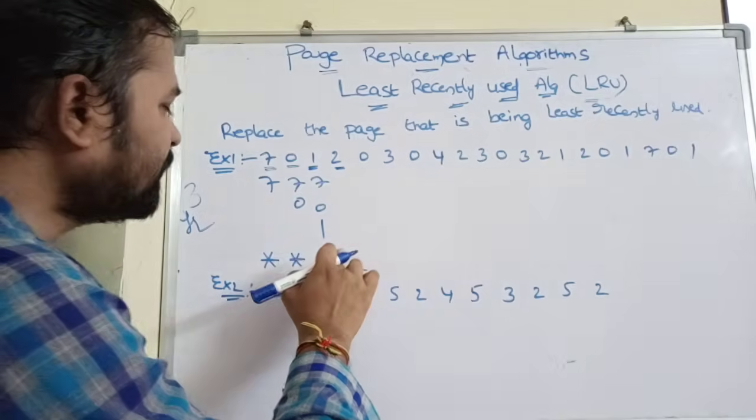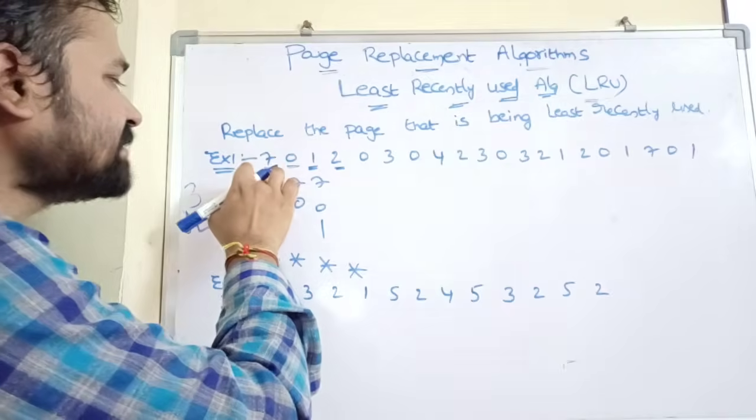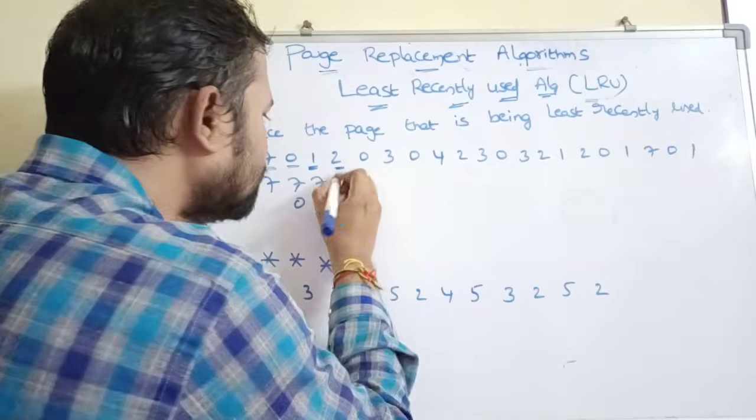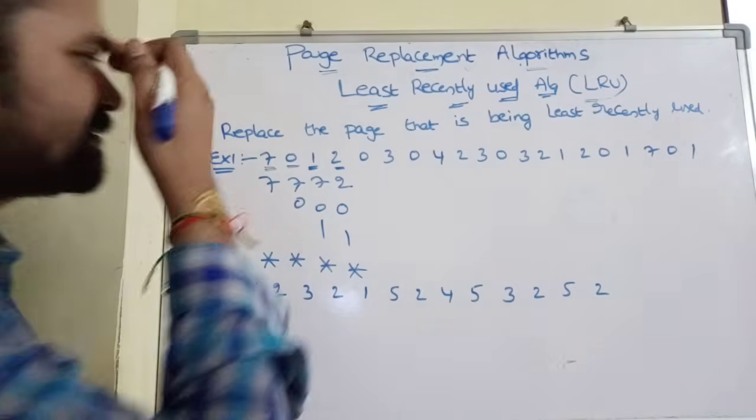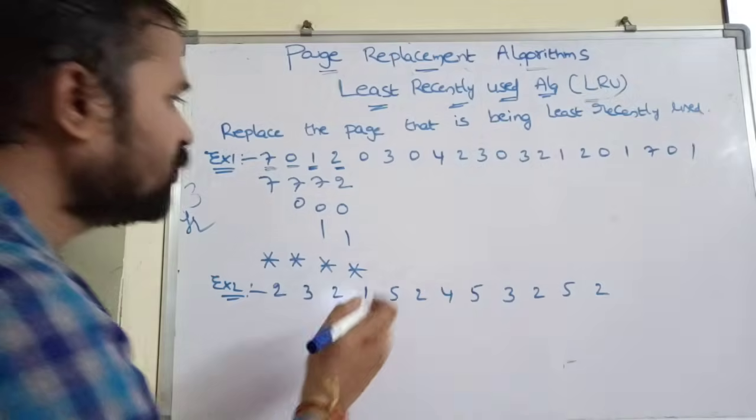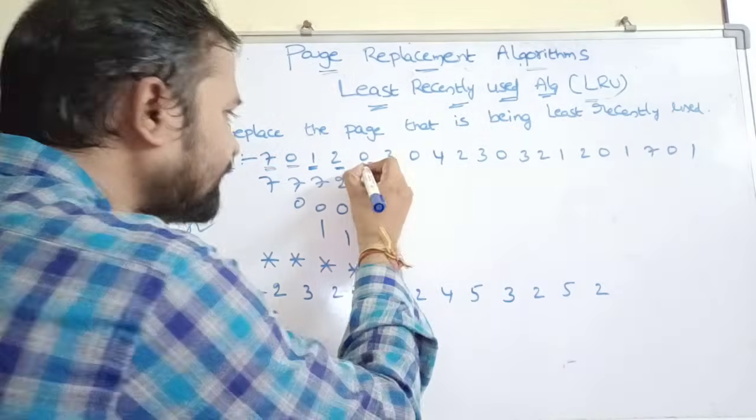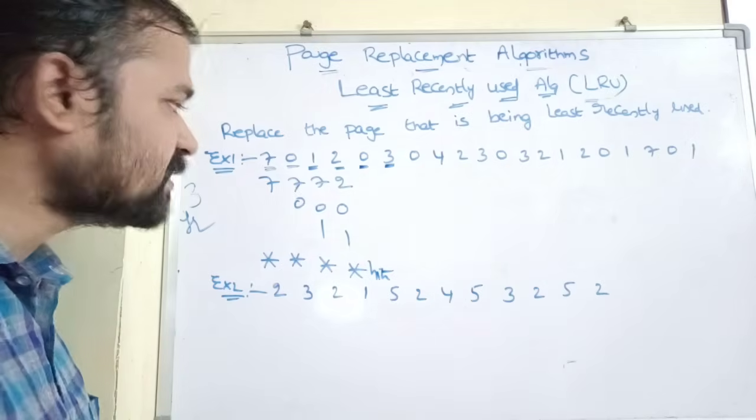Out of 7, 0, 1, 1 is the most recently used page, whereas 7 is the least recently used page. So 7 should be replaced here. So in place of 7 we will get 2. Next 0. Next remaining pages as it is. 0. 0 is already present in the main memory. So there is no page fault. So here we have a hit. So hit specifies that the corresponding page is present in the main memory.